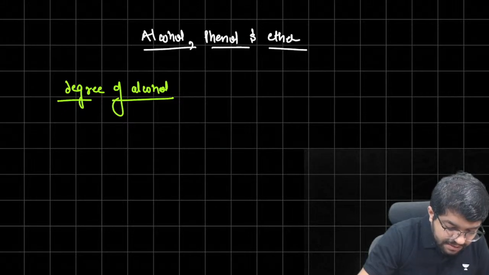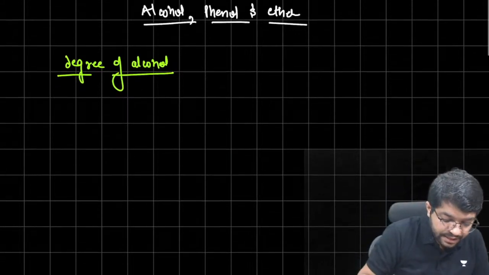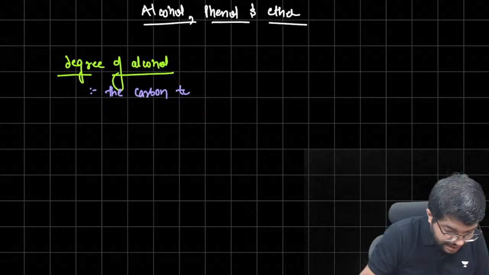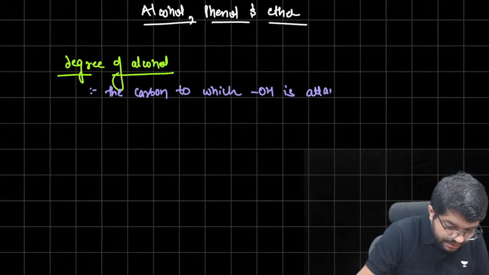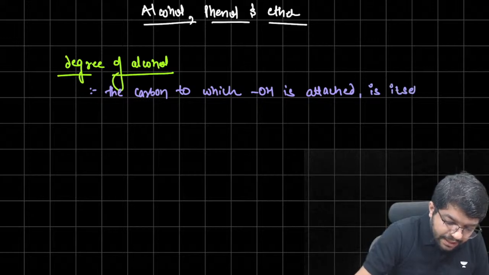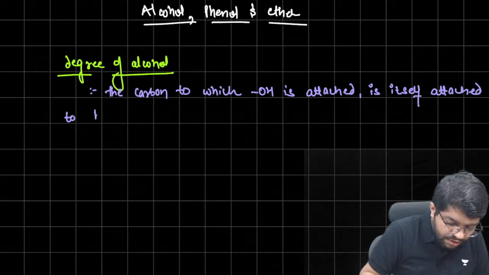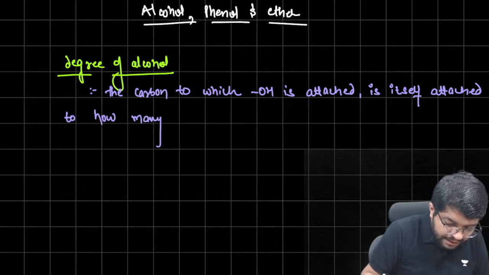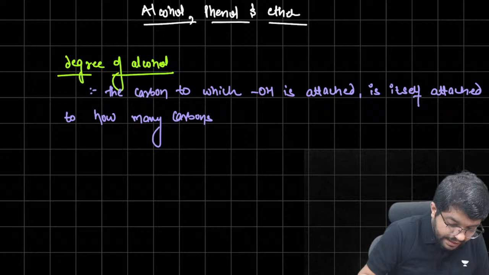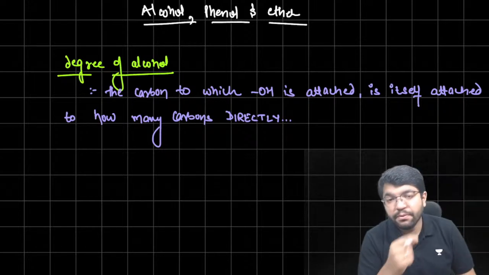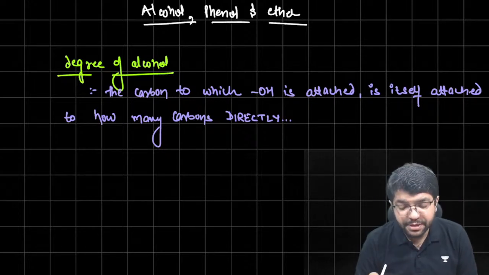Now, in very simple layman terms, it goes like this: the carbon to which OH is attached is itself attached to how many carbons? Directly. Directly is the most important word here. I'll tell you the examples also.